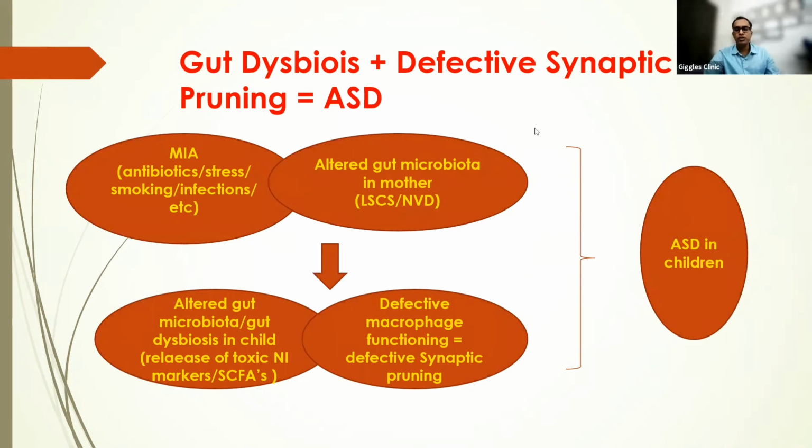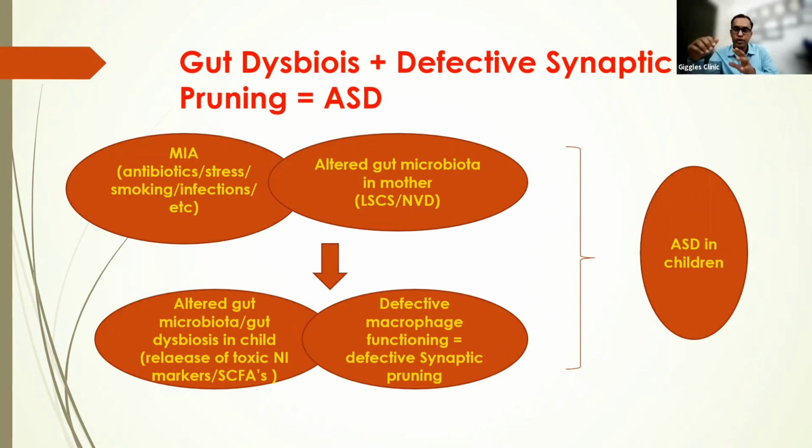So gut dysbiosis plus defective synaptic pruning is the possible theory which lands the child in ASD. Now, we cannot do anything about the defective synaptic pruning, but we can work on gut dysbiosis. If we are able to work on the gut dysbiosis, probably we might be able to reduce the symptoms of ASD.